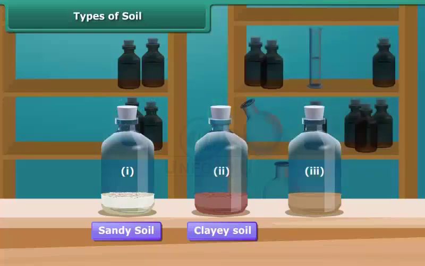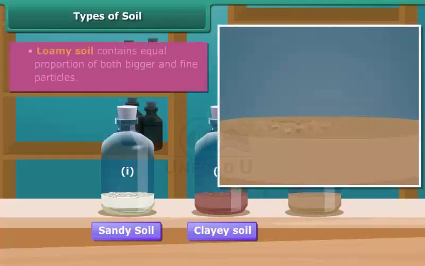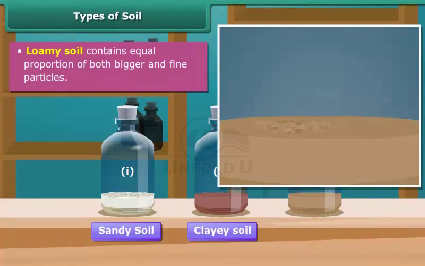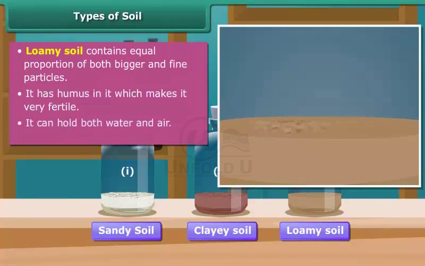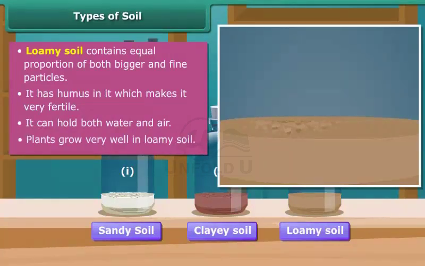Now let's observe the third sample closely. It contains equal proportions of both bigger and fine particles, so it is a loamy soil. Among all the 3 soils, loamy soil has humus in it, which makes it fertile. Also, it can hold both water and air. Therefore, plants grow very well in loamy soil.